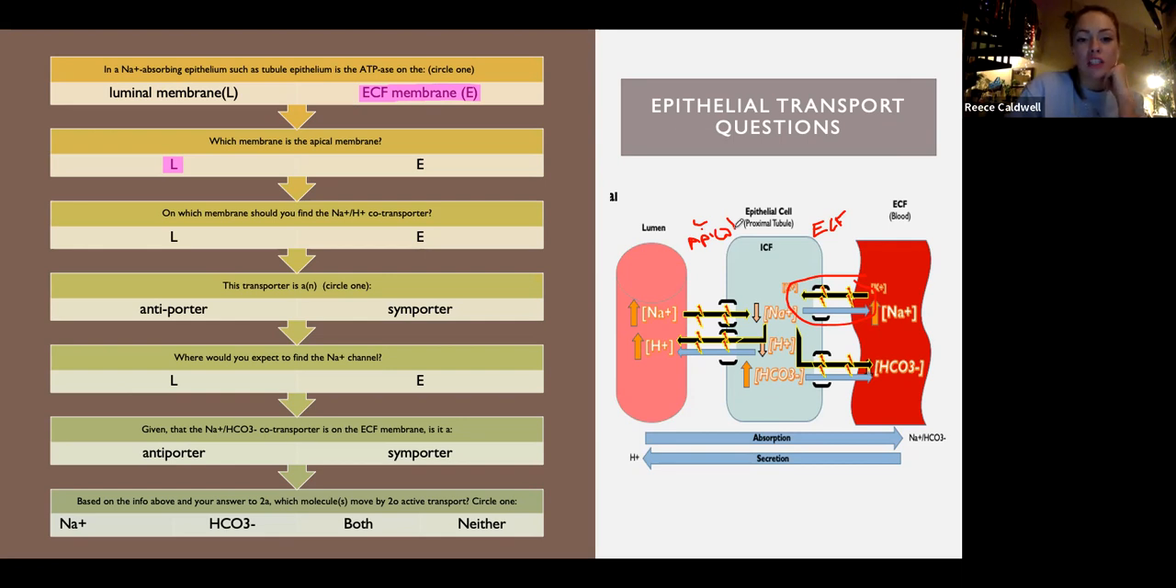On which membrane should you find the sodium hydrogen co-transporter? That's going to be the luminal membrane, because right here we have that sodium hydrogen co-transporter, that symport.